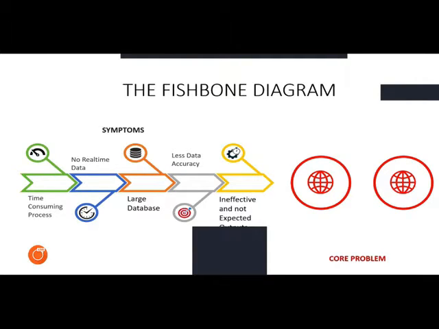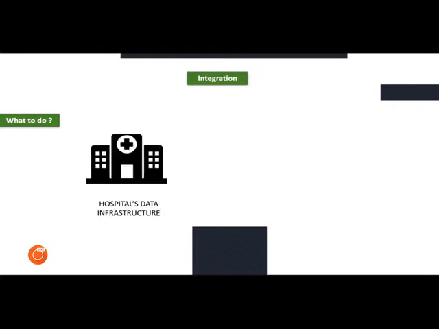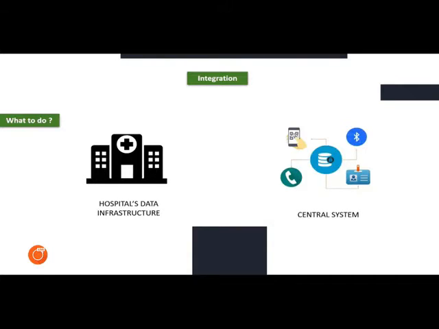In this case, we have identified two core problems, which are analog research process and weak decision-making mechanism. Now, what to do to solve this problem? We will integrate the public hospital's data infrastructure with the system that we are going to build in order to collect patients' information, analyze those, and produce certain reports.